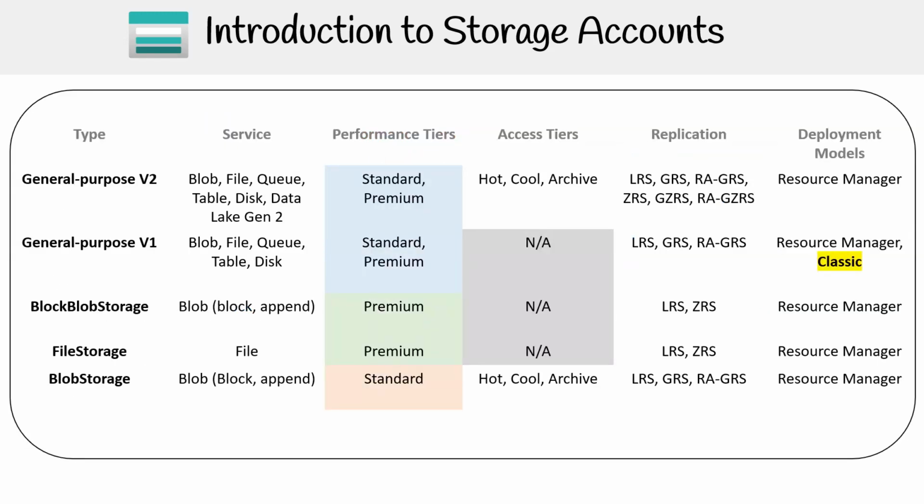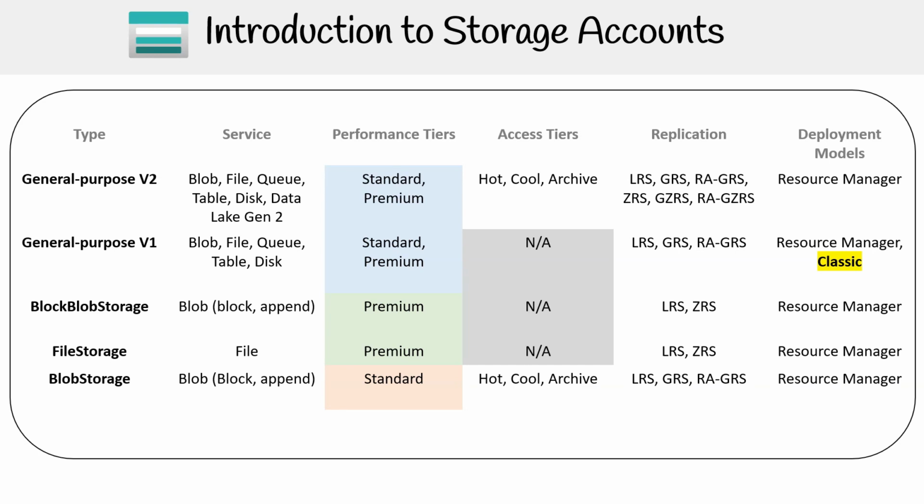The table details different types of Azure storage accounts, their capabilities, performance tiers, access tiers, replication methods, and deployment models. Type. This column describes the different types of storage accounts. General Purpose V2. This is the latest version of Azure Storage Accounts and supports various services like Blob, File, Queue, Table, Disk, and Data Lake Gen 2. General Purpose V1. This is the older version and supports Blob, File, Queue, Table, and Disk.